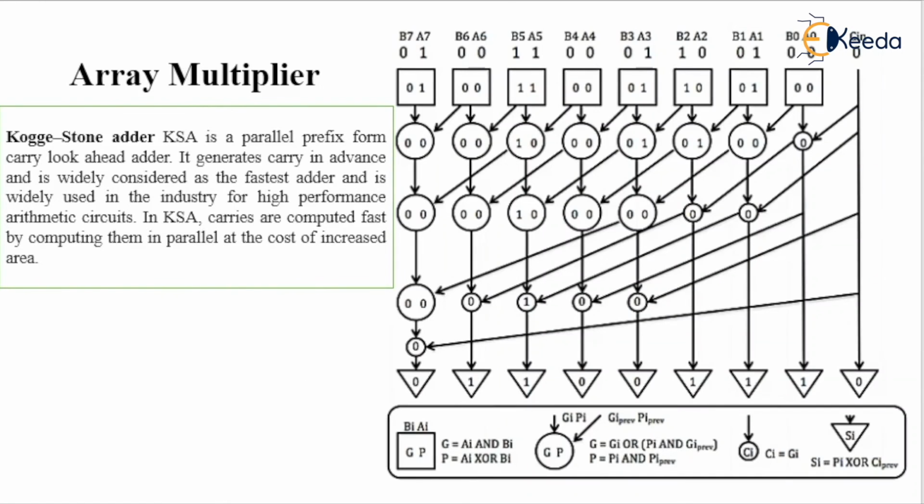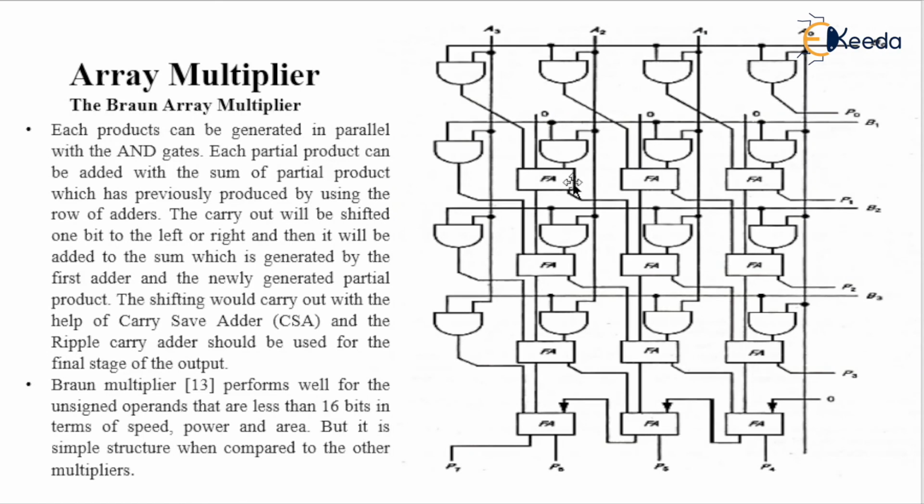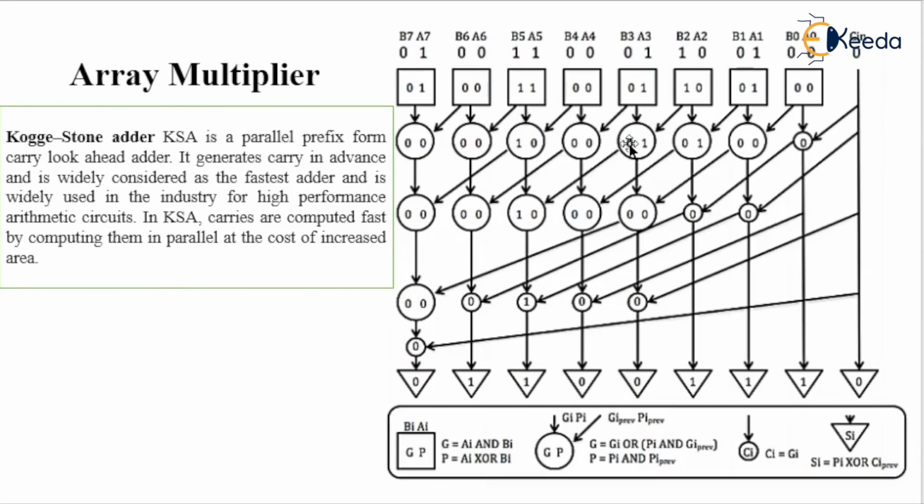No need to worry. There are some drawbacks in this Braun array multiplier, so to reduce those errors, they are rectified with the help of this Kogge-Stone adder. That's why I am displaying the Kogge-Stone adder here. In this Kogge-Stone adder, all the operations are done in parallel. In the next class we will discuss the clocking of CMOS circuits, our next unit.